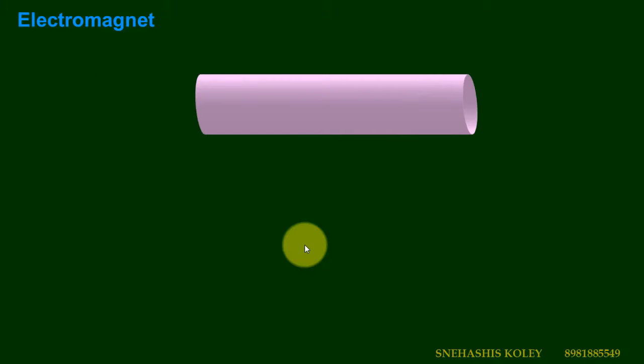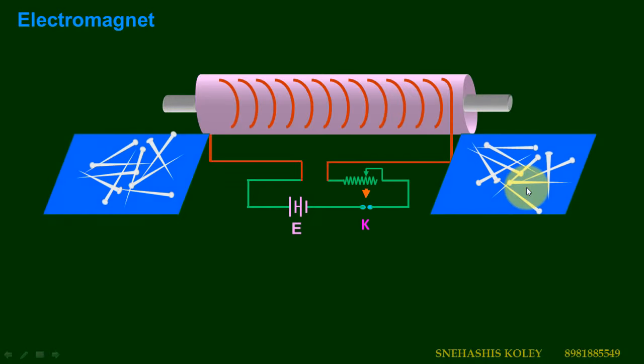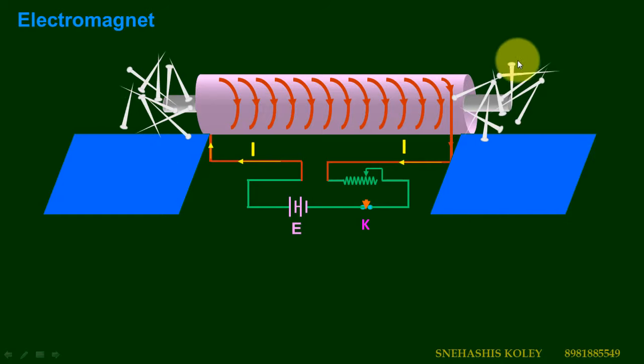Now, the next topic is electromagnet. In this topic, we place an iron core around a solenoid, and if we pass current through the conductor, then the iron core will behave as an electromagnet and it will attract the iron filings. So the strength of the magnet will depend on three factors. Number 1, the amount of current flowing through the conductor. Number 2, the number of turns of the conductor. And number 3, the core material.